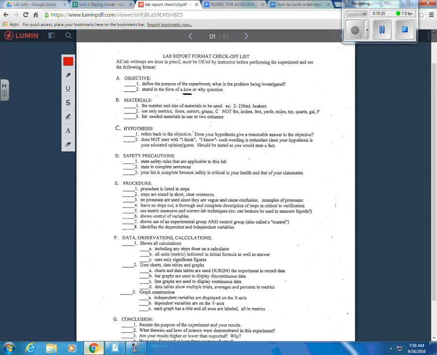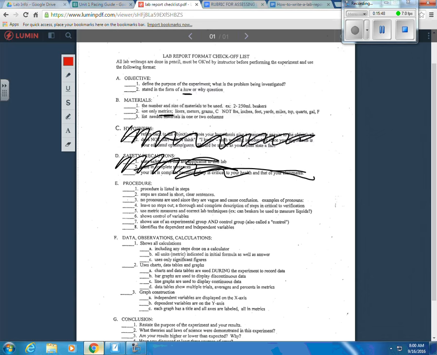Okay, materials. This says list the materials in 1 or 2 columns. That's fine. It doesn't make any difference to me. But you're only going to use metrics. You're not going to use pounds or anything like that. All right, hypothesis. I'm not really concerned with a hypothesis. Okay. Procedure is in listed steps. Safety precautions, you don't have to do those either. That's understood. You should always follow those. Don't put those in your lab report.